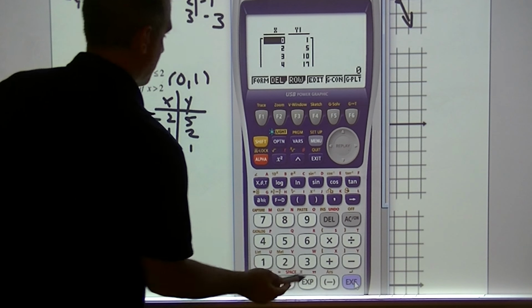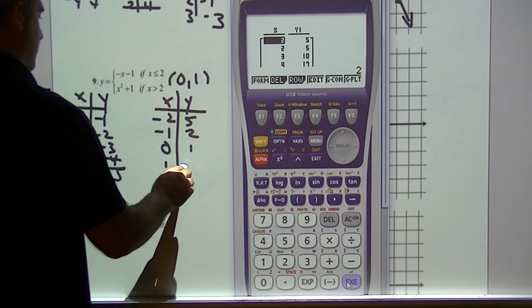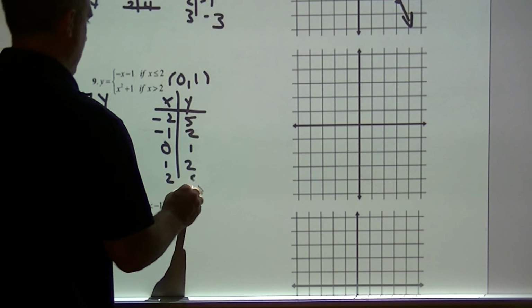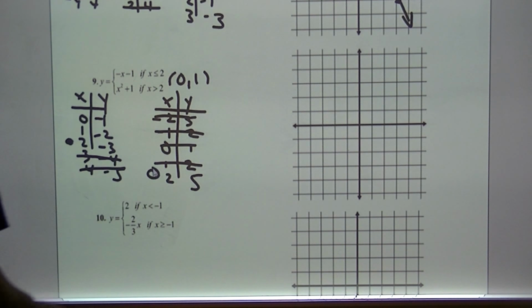Okay, if you want to see that, that's 1. All right, 2, 5. Okay? Now, since it says x is greater than 2, I basically can't use any of those, and that's got to be an open circle.